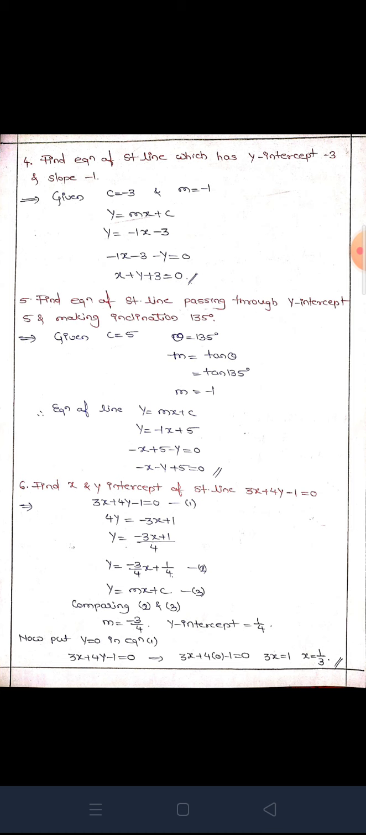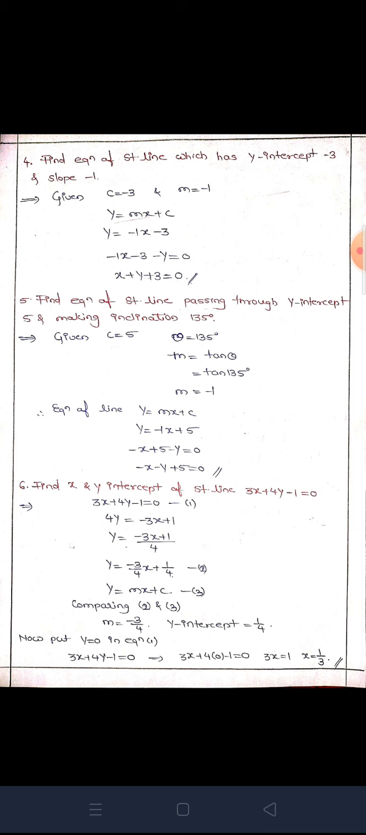Okay. Then in the next line, y is equal to (minus 3x plus 1) divided by 4. Now separate the terms. That is y is equal to minus 3 divided by 4 times x plus 1 by 4. Now write the equation of a straight line, that is y is equal to mx plus c. Next, compare equation 2 and 3. Now compare y is equal to mx plus c with the above equation. The value of m is minus 3 by 4 and the value of the y-intercept is 1 by 4.